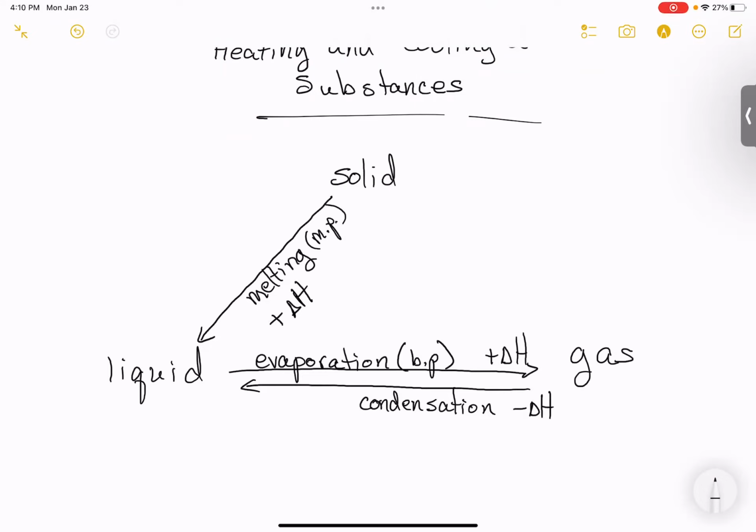And to go from a liquid down to a solid, you're going to have freezing or solidification. And again, this is going to be a negative delta H. It's going to be the same amount of energy, but it's going to be given off instead of absorbed.